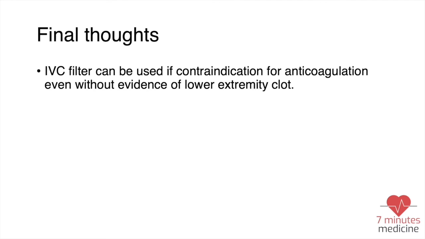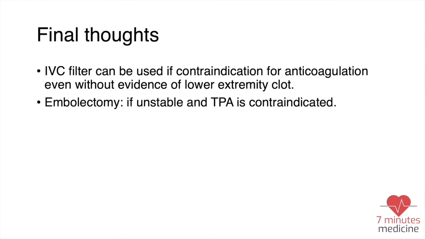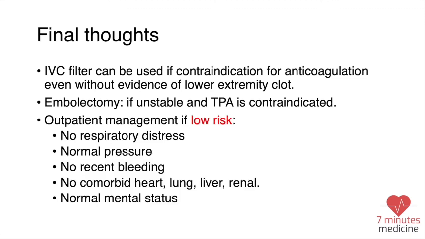So some final thoughts. An IVC filter can be used if there is a contraindication for anticoagulation, even without evidence of lower extremity clot. Embolectomy can be tried if the patient is unstable and TPA is contraindicated. And outpatient management can be done if the patient is low risk, no respiratory distress, normal pressure, no recent bleeding, no comorbid heart, lung, liver, or renal disease, and normal mental state.